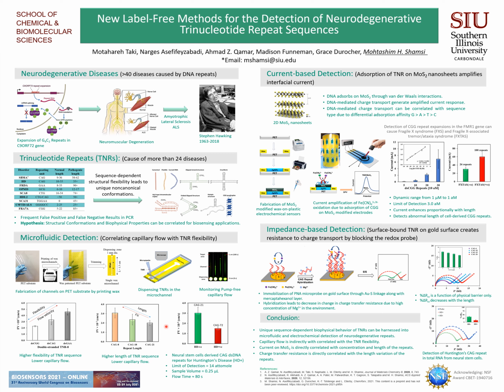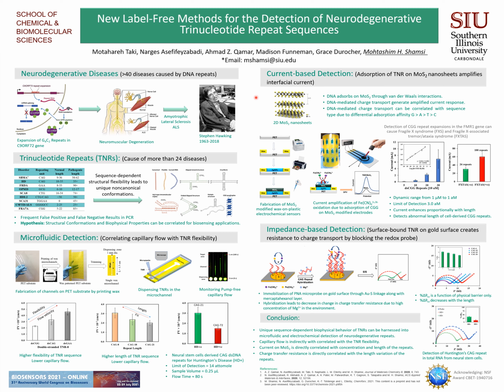Our wax-on plastic devices were able to detect a difference in capillary flow between patient-derived normal and abnormal CAG repeats associated with Huntington's disease, where we can see here in this figure that the Huntington's disease positive repeats have a significantly lower flow velocity than the normal number of repeats. And this assay is completed within 2 minutes, and the sample volume required is less than a microliter.